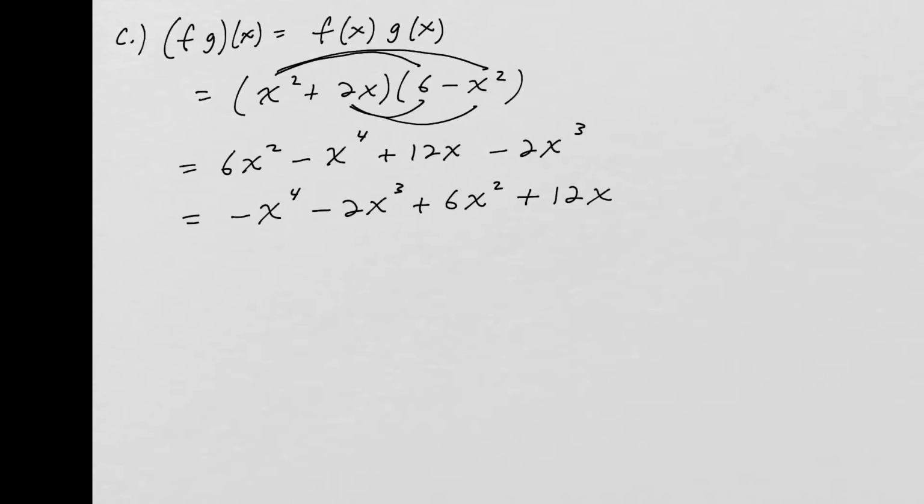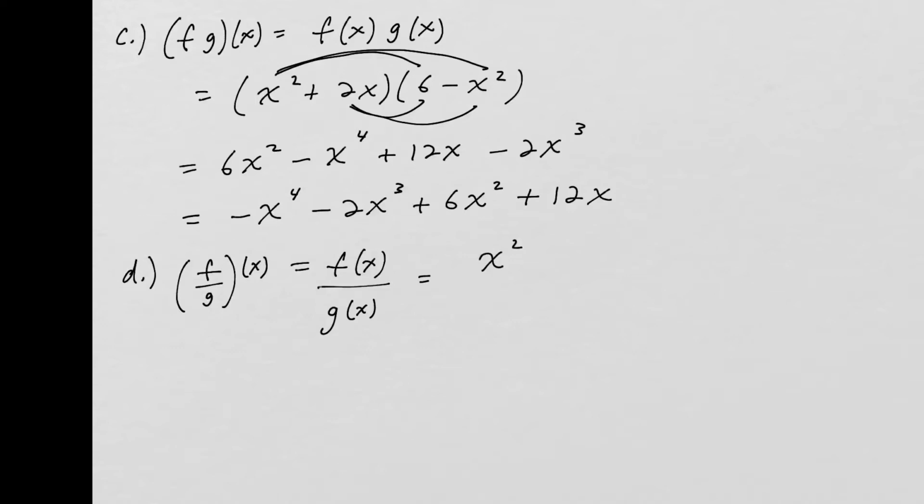So that's the product of those two particular functions. And then finally, the quotient. So if I want to divide f divided by g of x, it's going to be f of x divided by g of x. Well, in this case, that's simply x squared plus 2x over 6 minus x squared. And that would be my quotient of the two particular functions. I can't really simplify it, so I'll just leave it like that. You could factor out an x from the numerator, but you don't need to, so that's fine.